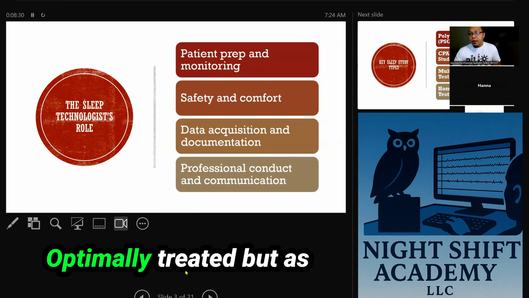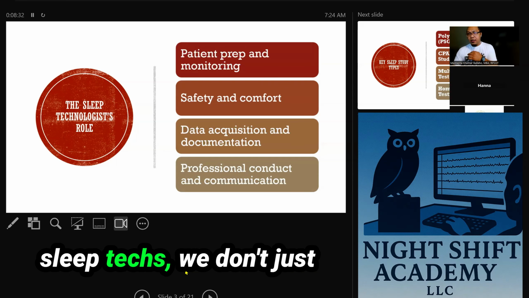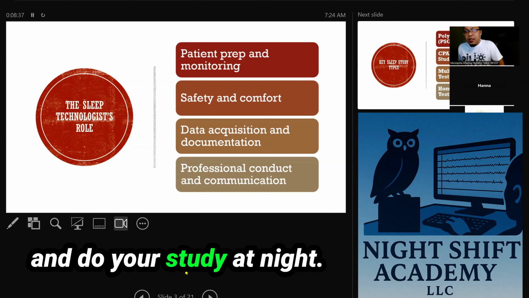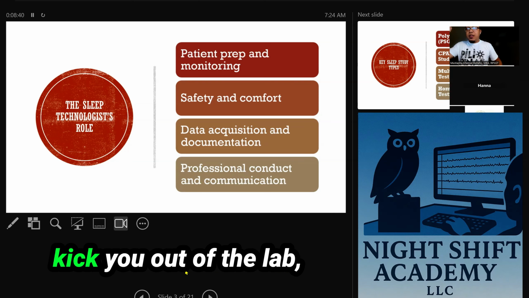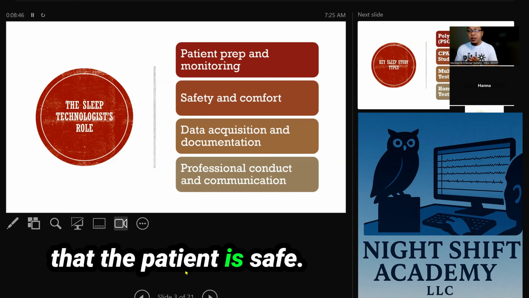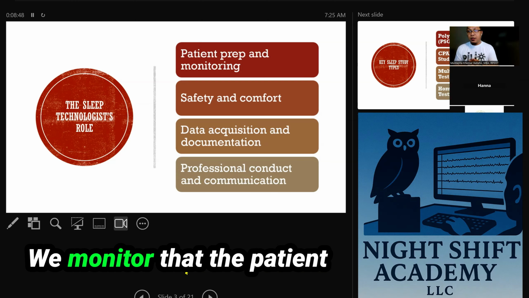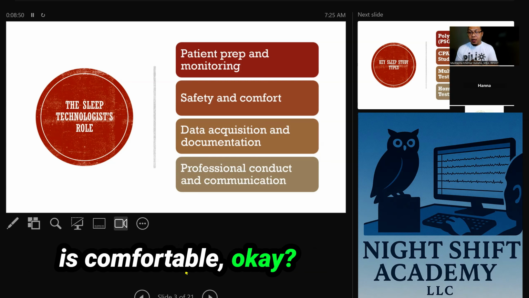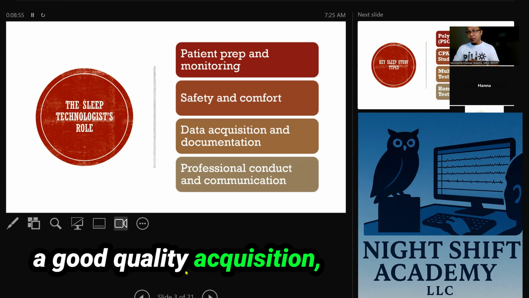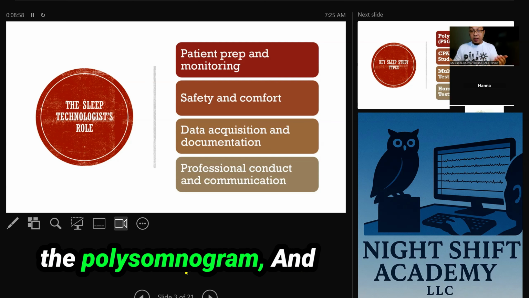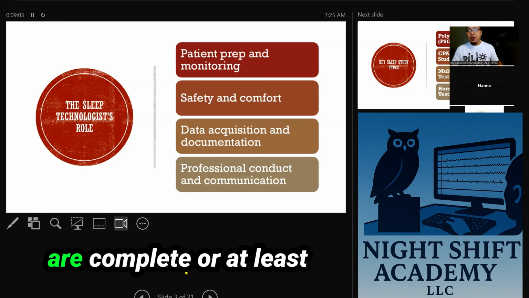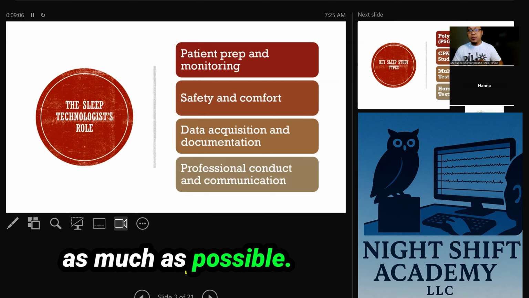be optimally treated. But as sleep techs, we don't just prepare the patient for a sleep study and go ahead and do your study at night and then tomorrow we kick you out of the lab. We monitor the patient, but we also ensure that the patient is safe. We monitor that the patient is comfortable, okay? And we also focus on having a good quality acquisition, which is the recording of the polysomnogram. And then we make sure that all of the documentation is complete, or at least as much as possible.